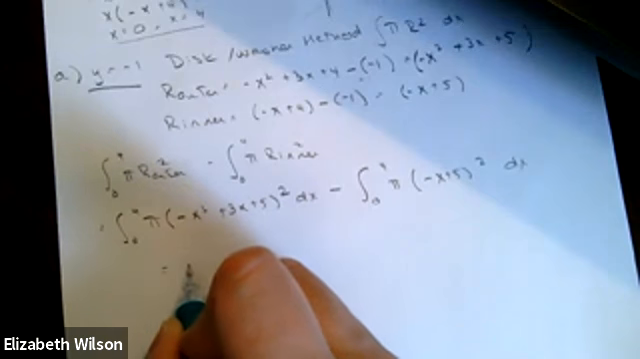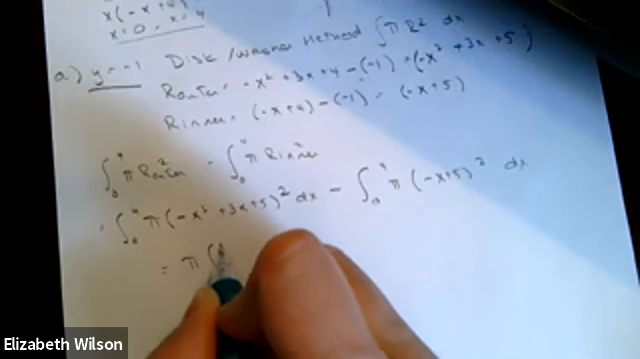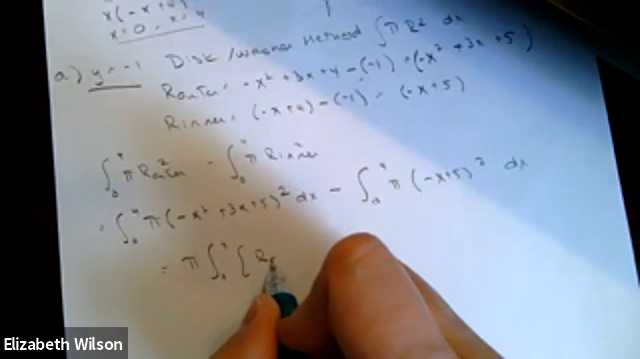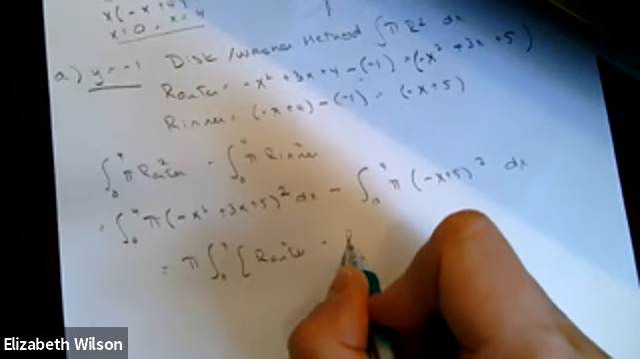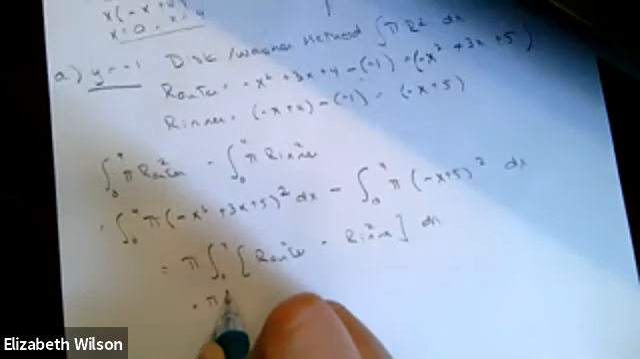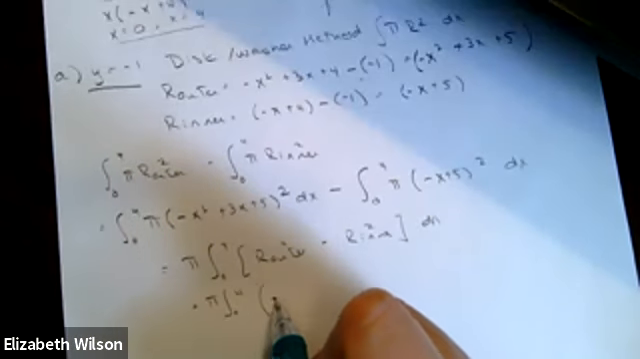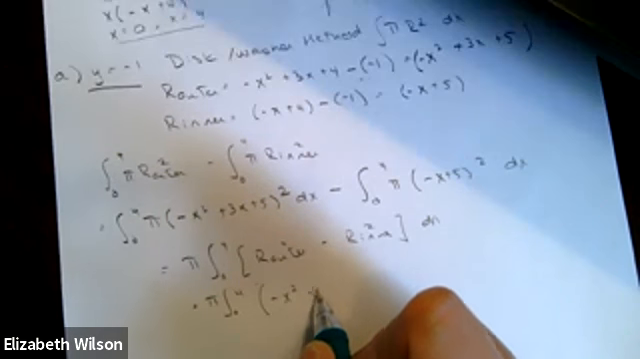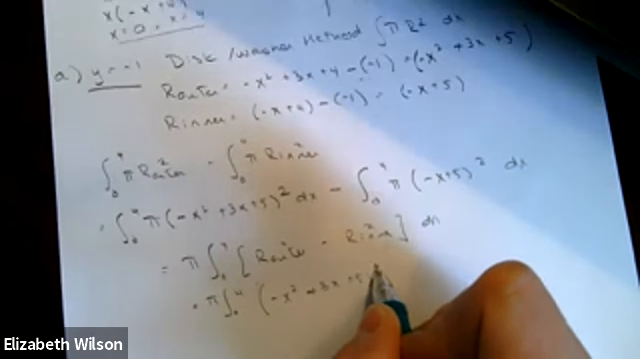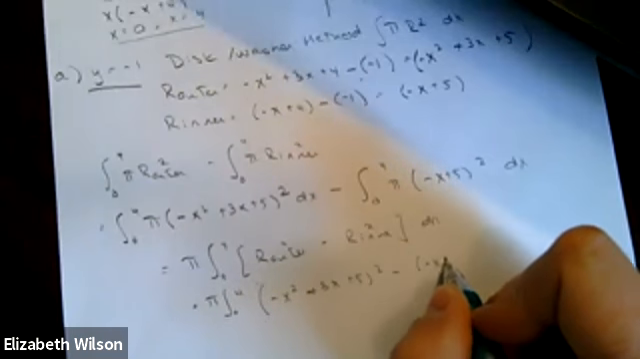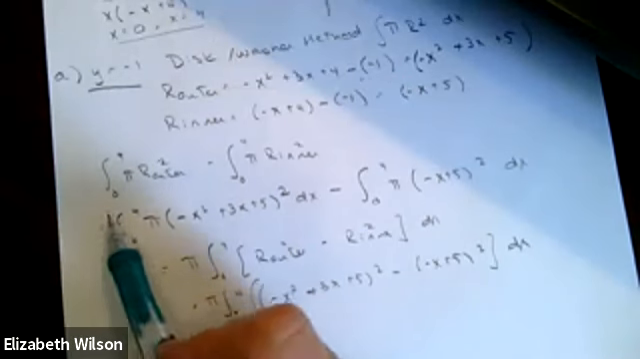Now you may see some solution sets where they're talking about we factored out the pi's. So I could also write this as pi from 0 to 4, r outer squared minus r inner squared dx, which looks like pi 0 to 4, minus x squared plus 3x plus 5 quantity squared minus x plus 5 quantity squared, and that whole thing times dx. Both of these are completely correct, and you can leave them.